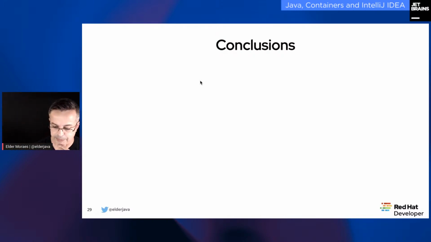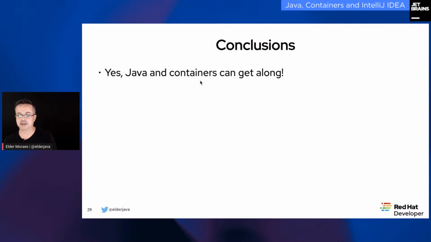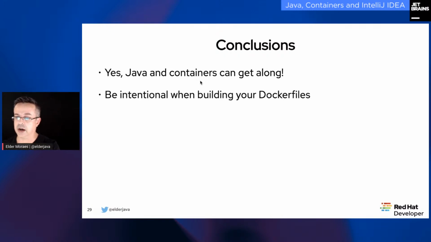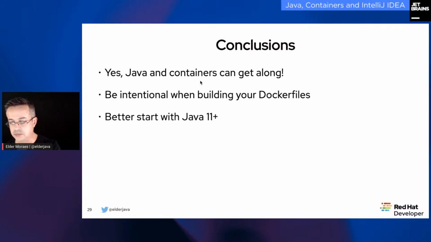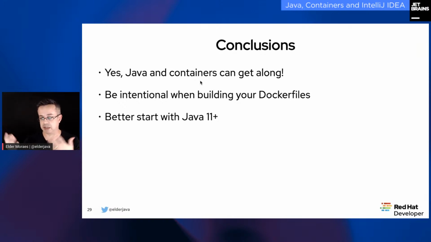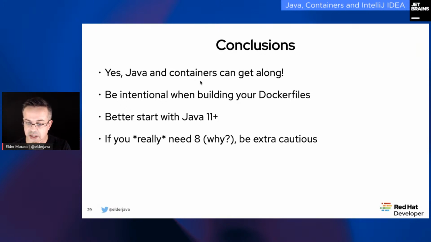All right, so to wrap up here, yes, Java and containers can get along. You can use Java with containers, especially right now that the JVM has improved a lot, really a lot, to make your life easier to work with Java and containers. If you are building Dockerfiles, because today we have some tools that mean you don't need to build Dockerfiles anymore, but if you are still building Dockerfiles, you can be intentional when you do it. It's better to start with Java 11 and more. And if you really need Java 8, be extra cautious, okay? So be extra careful.